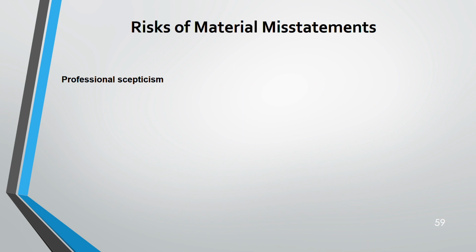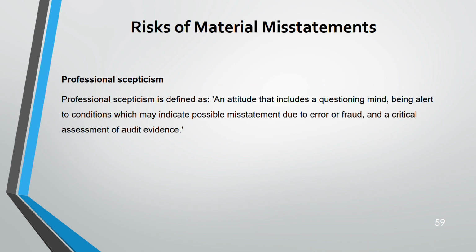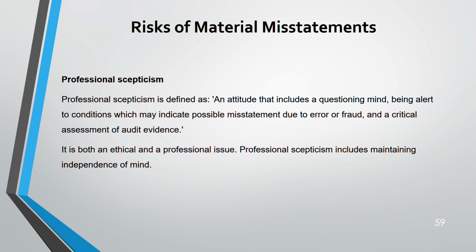Now, professional skepticism. This is a skill every auditor needs, and in fact, not only auditors, every profession needs it. But mostly, it is highly recommended for auditors. Okay, the professional skepticism definition is an attitude that includes a questioning mind, being alert to conditions which could indicate possible misstatement due to error or fraud. That means you're critically assessing all your audit evidence. So remember, professional skepticism is both an ethical as well as a professional issue. Ethical issue as well, okay?